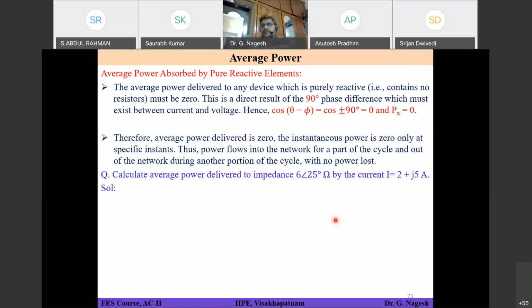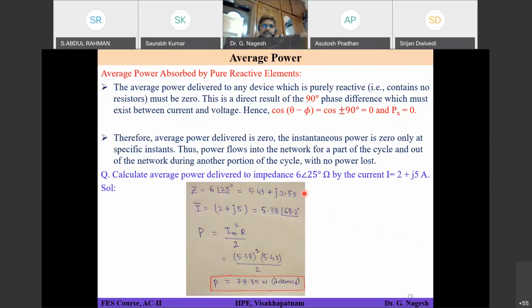Then you will have a formula like Imax square into R divided by 2 to get the average power, because the reactive term within the impedance will not consume any average power. Only the real term, which corresponds to resistance, will consume the average power. So you have to calculate Imax square into R divided by 2 to get the average power consumed by this. Let's see that.